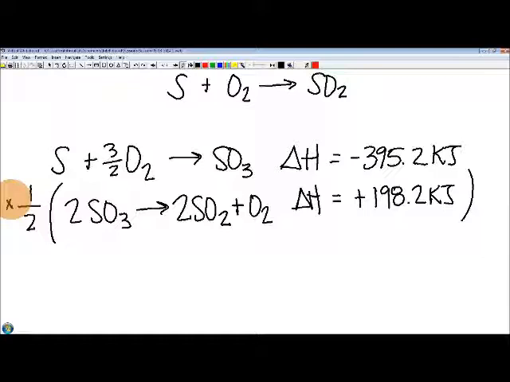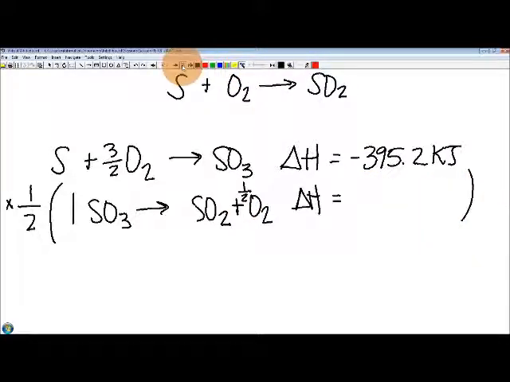So now there's going to be 1 SO3. You don't really have to put the 1 if you don't want to. There will be 1 SO2. And there will be 1/2 O2 in the bottom equation. And then we need to take 198.2 divided by 2, and you get 99.1 when you divide by 2.